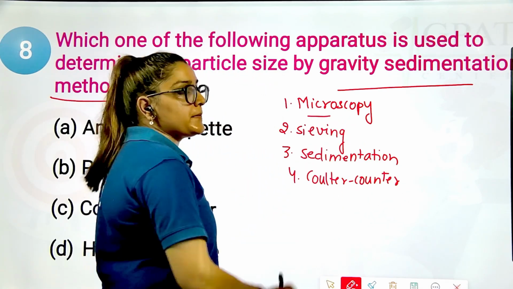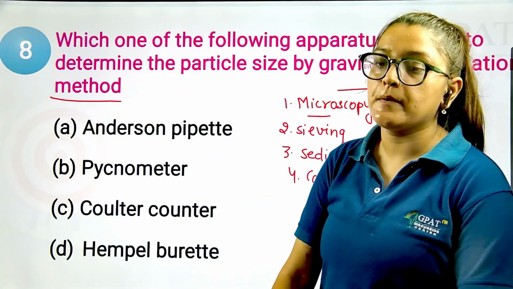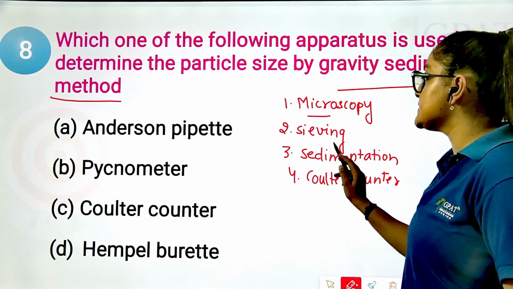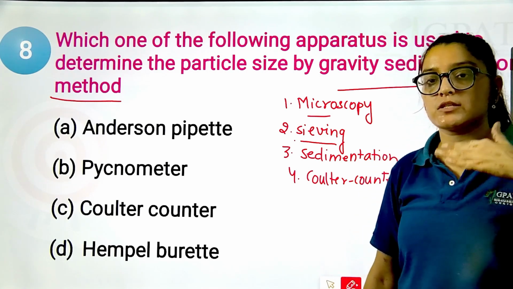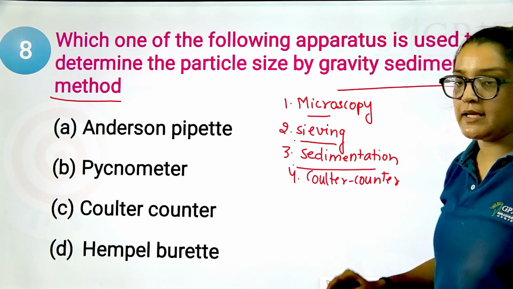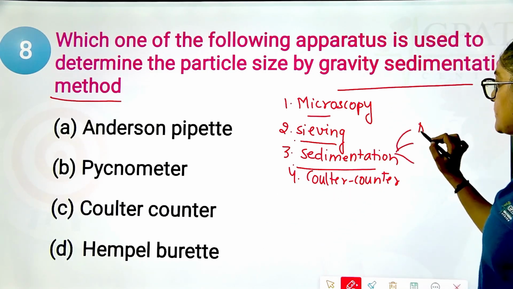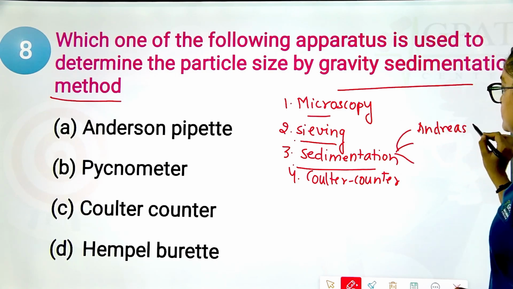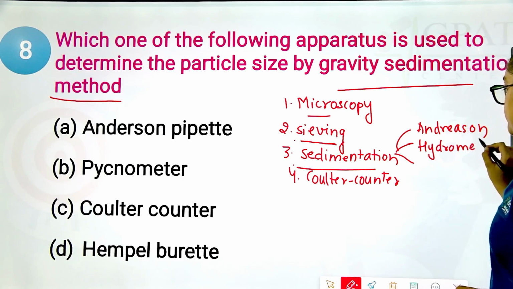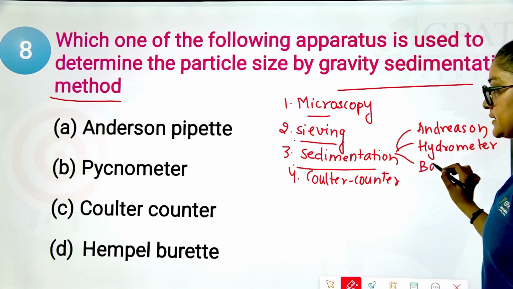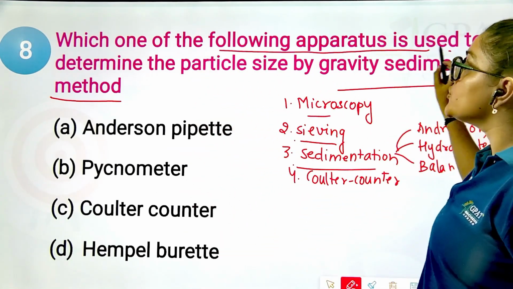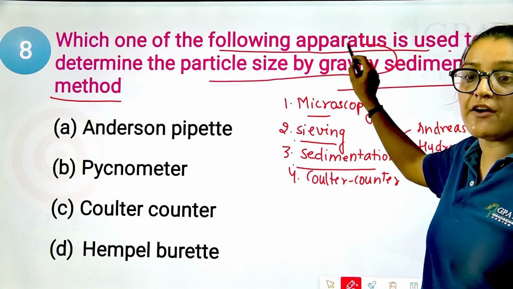For the microscopy method, we generally use the optical microscope or electron microscope. However, the method is quite slow, right? For the sieving method, we have a sieve shaker on which one or the other sieves are stacked upon each other. Third, we have the sedimentation method, in which we have mainly three apparatus. We talk about the Anderson apparatus, the hydrometer method and the balance method. Okay, so let's find the answer. Which of the following is used for the determination of the particle size by gravity sedimentation?